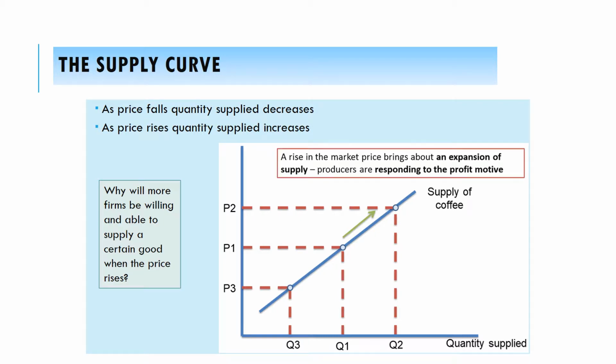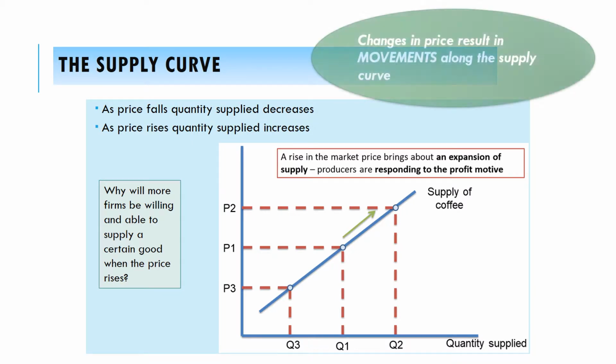Why is this the case? Well, an expansion of supply here would result in them responding to the profit motive. There's an opportunity to make more profit at a higher price. Therefore, I'm going to put more of my resources as a producer into producing that particular product. So changes in price will result in movements along the supply curve. An increase in price will expand along the supply curve. A decrease in price will see a contraction along the supply curve.